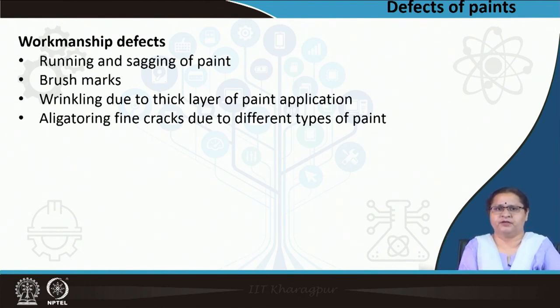formation. Same type is developing fine cracks due to different types of paints. When 2 layers are of different types, that is called alligatoring. So, you can see these defects with your own eyes, maybe in your own house, maybe in some neighbor's house, maybe in some areas where you visit regularly. You try to look into these around you and try to find out what it is.